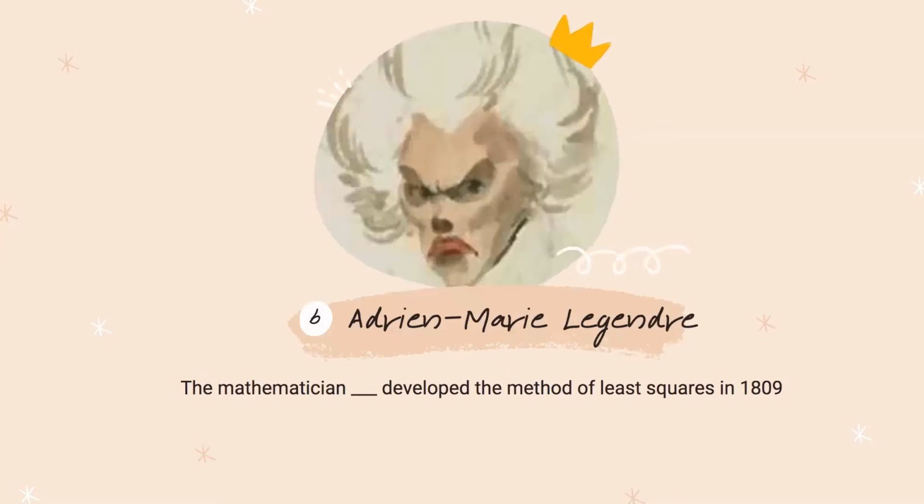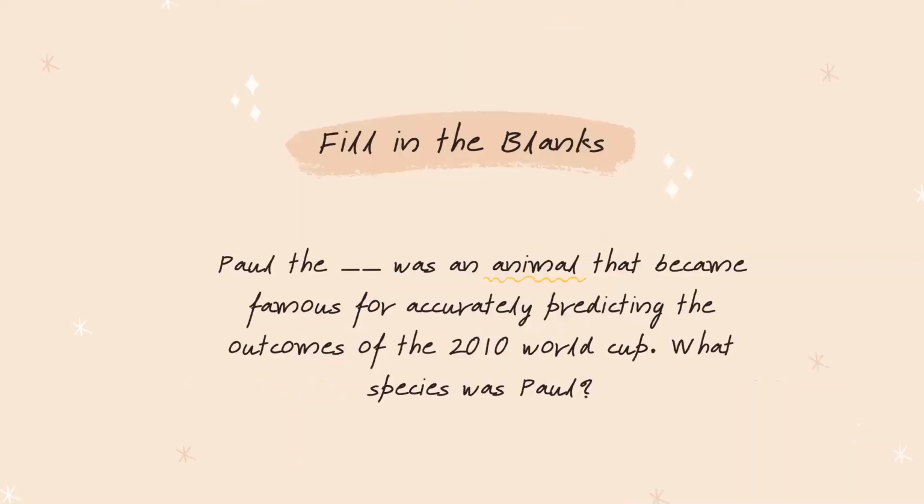This is an actual picture of Adrien-Marie Legendre. I think he's looking mad. I think it's because not a lot of people recognize him, as famous as Fisher or Gauss. Maybe many people think Gauss developed least squares, so maybe he has a frown on his face. I don't know, maybe. All right, last question.